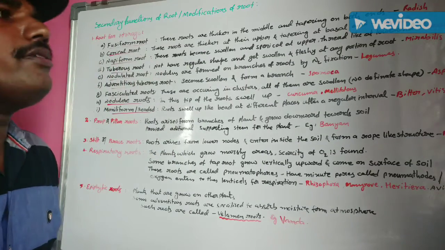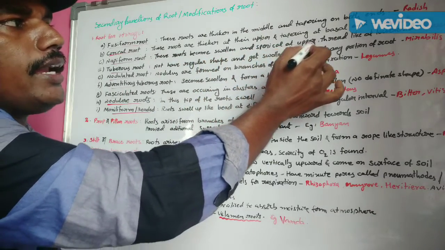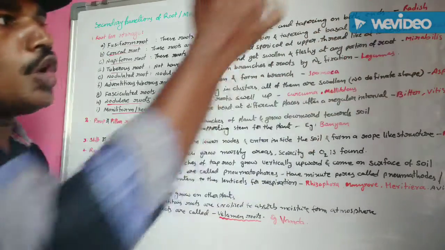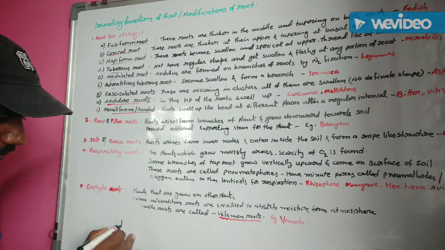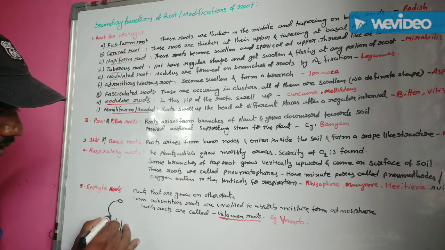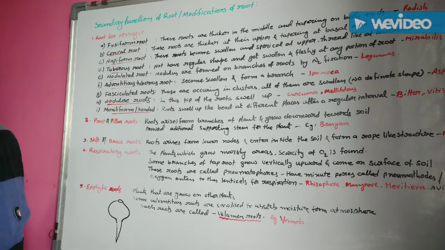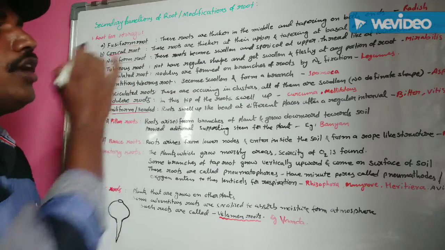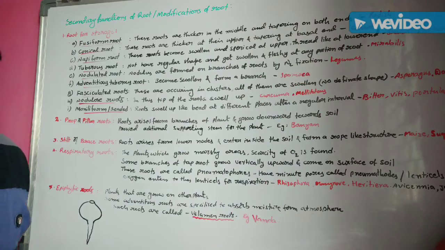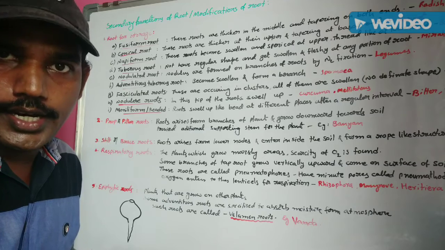Napiform root. Napiform root means this root becomes swollen and spherical at the upper end and thread-like at the lower end. The lower end is thread-like, the upper is spherical and swollen. This type of root is known as napiform root. The best examples are Brassica rapa and Beta vulgaris.